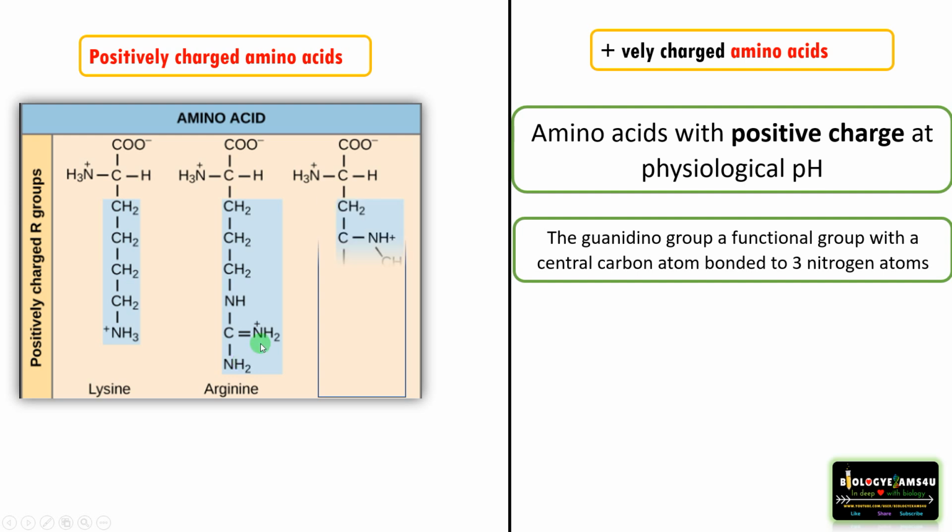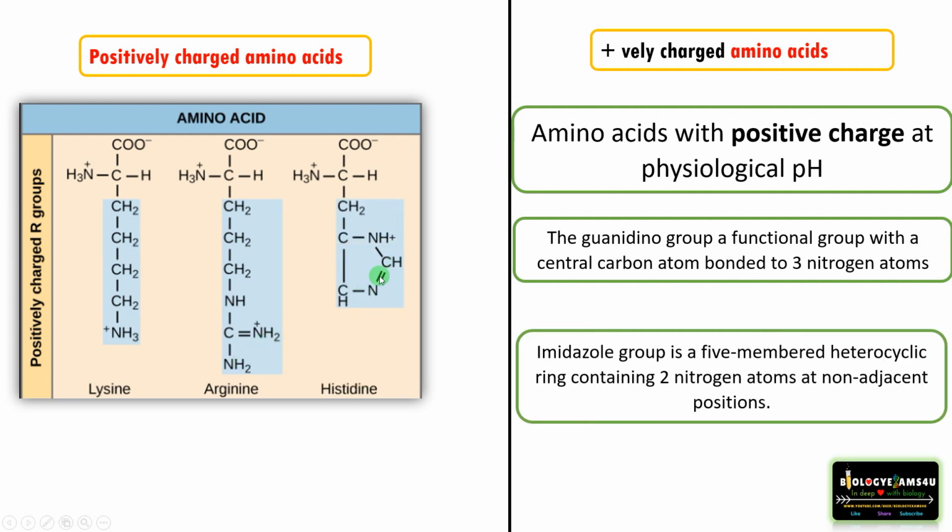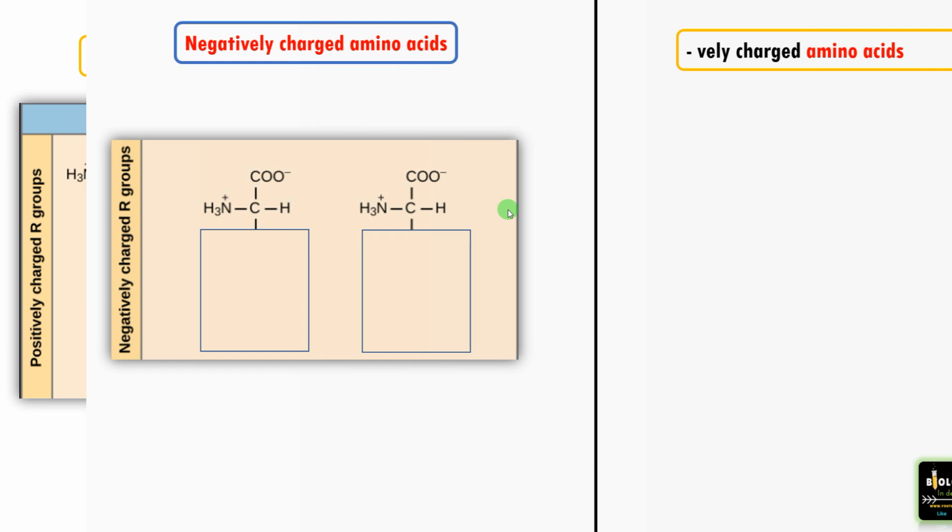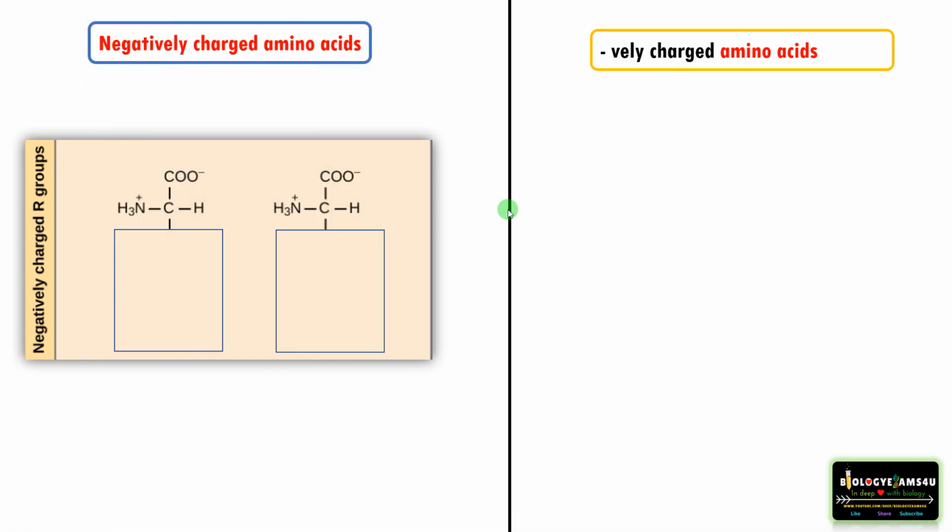The next in the list is histidine that contains an imidazole ring, as you see here. It is a 5-membered heterocyclic ring containing 2 nitrogen atoms, 1 and 2, at non-adjacent positions. There is a CH in between, so these nitrogen atoms are located at non-adjacent positions. The next in the list is the negatively charged amino acids. Negatively charged amino acids carry negative charge at physiological pH. First one is aspartate or aspartic acid.